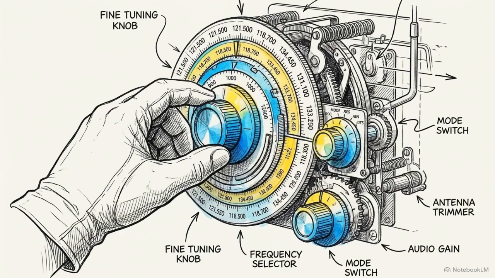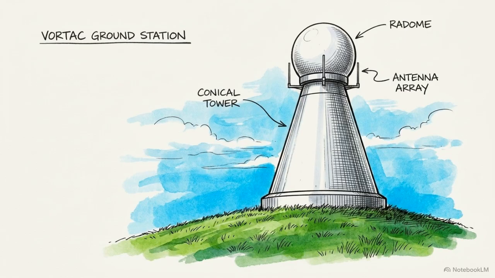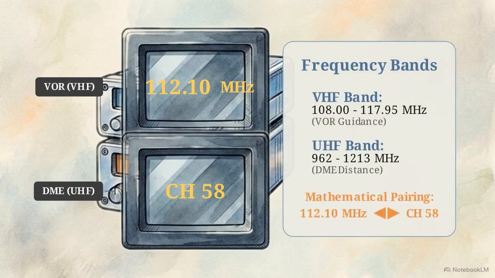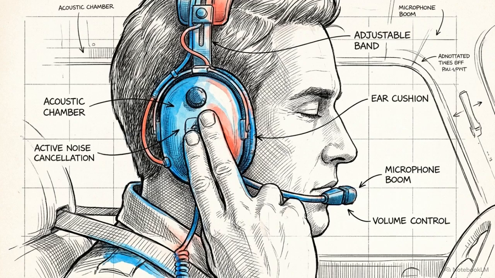Manually managing discrete 3-digit UHF frequencies during a high workload instrument approach is operationally prohibitive. To ease cockpit workload, an automated VORTAC system is used. Tuning a standard VHF frequency for a VOR automatically channels the mathematically paired UHF frequency for the co-located DME in the background. Despite this automation, regulatory procedures mandate positive acoustic identification of the active signal to verify data integrity before trusting the instruments.